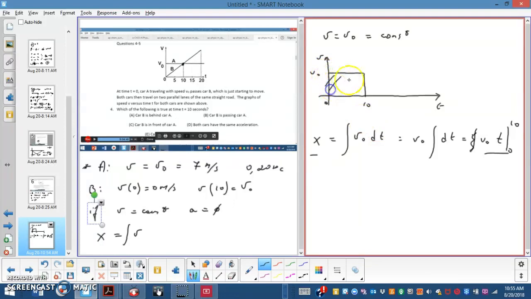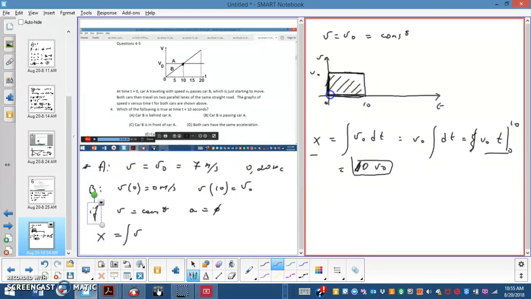Also, you know that this coincides with the area. Because v0 is the height, times the t, which is this. Multiplying those two dimensions, this is your rectangle. So this is the area of the rectangle. When you multiply v0 and 10, 10 times v0, let's put it that way, that is going to be the value for the position of A.